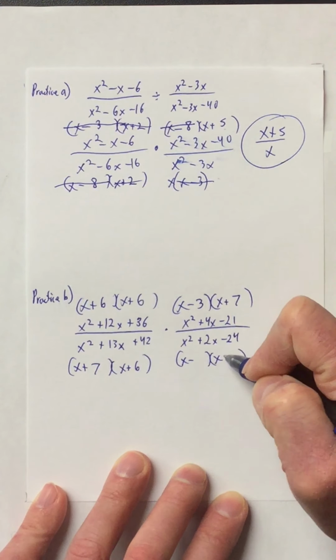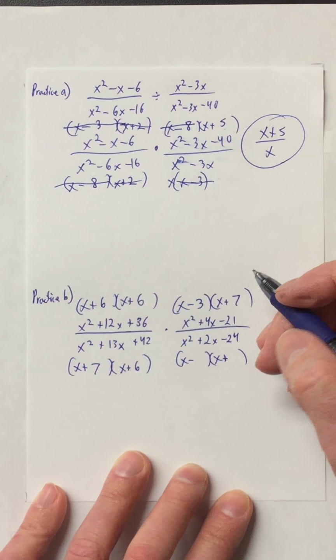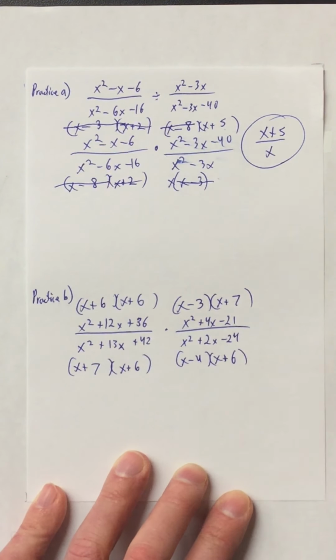And one more to do, x and x. This is a negative, so negative here and a positive. My larger number is going to be positive to get me that. And so I think 6 and 4. All right, there we go. Let's see what cancels.